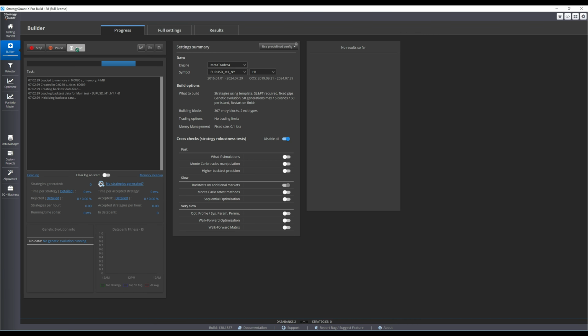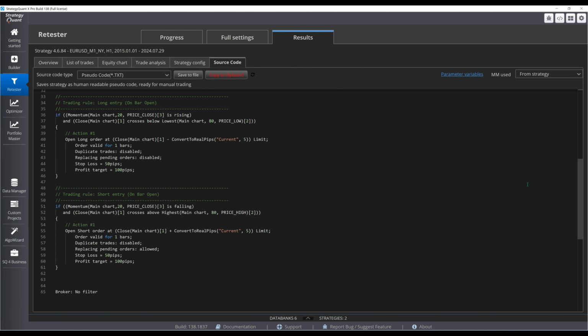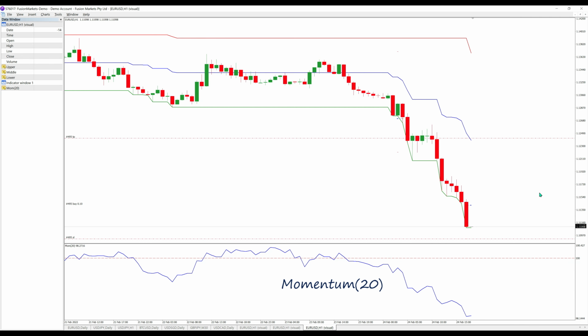After running the genetic algorithm for a few minutes, here is one viable strategy. For the additional long entry condition, we need the 20-period momentum to be rising. The momentum indicator compares the most recent close to the close 20 periods ago. If the most recent close is above the close 20 periods ago, the indicator will be above 100. In this case, prices have been falling, so the indicator is below 100. A rising momentum here means that prices are falling at a slower rate.